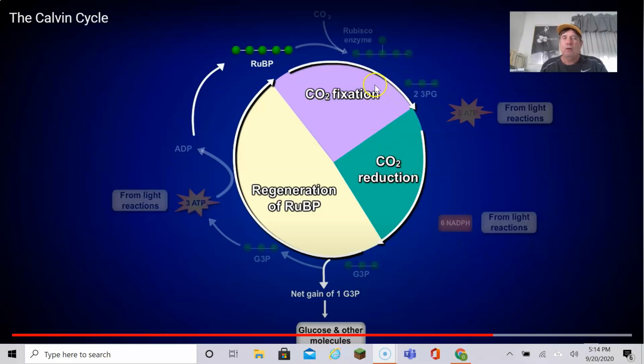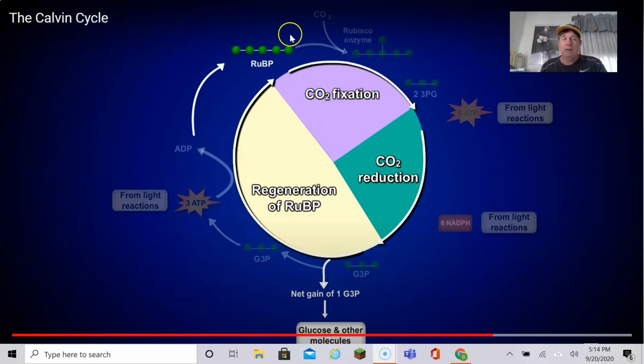Well, first of all, the carbon has to be captured. And what happens is you have a 5-carbon molecule here, RuBP, and when the carbon gets attached to it, now we have a 6-carbon molecule, which gets reduced to two 3-carbon molecules. And how does that happen? Well, the NADPH and the ATP we got from the thylakoid allow this to happen until we get a net gain of 1 molecule of glucose.